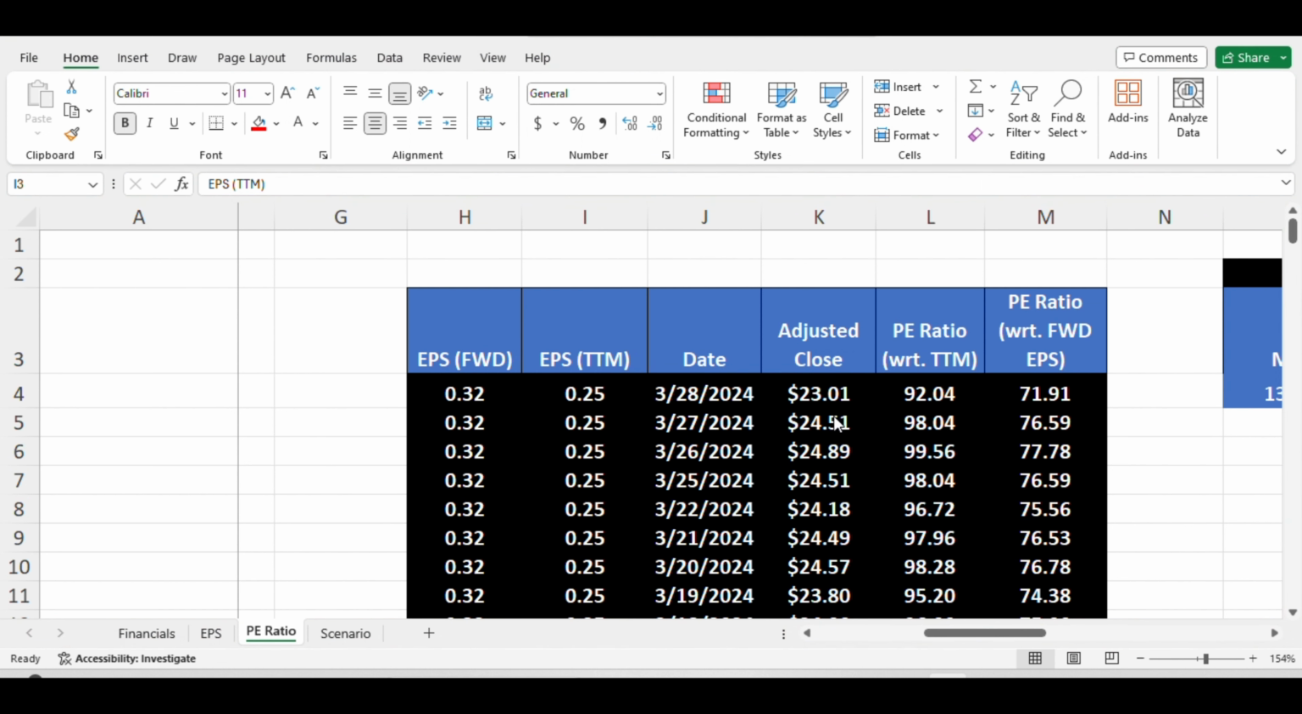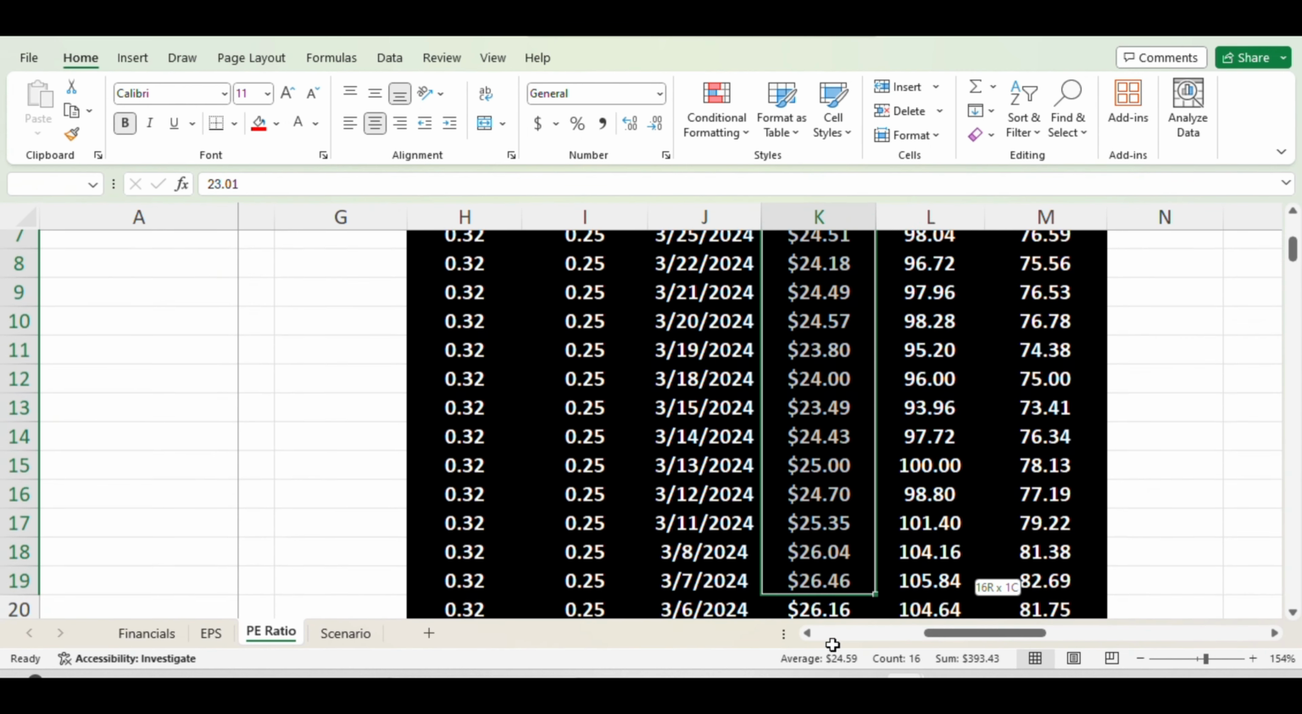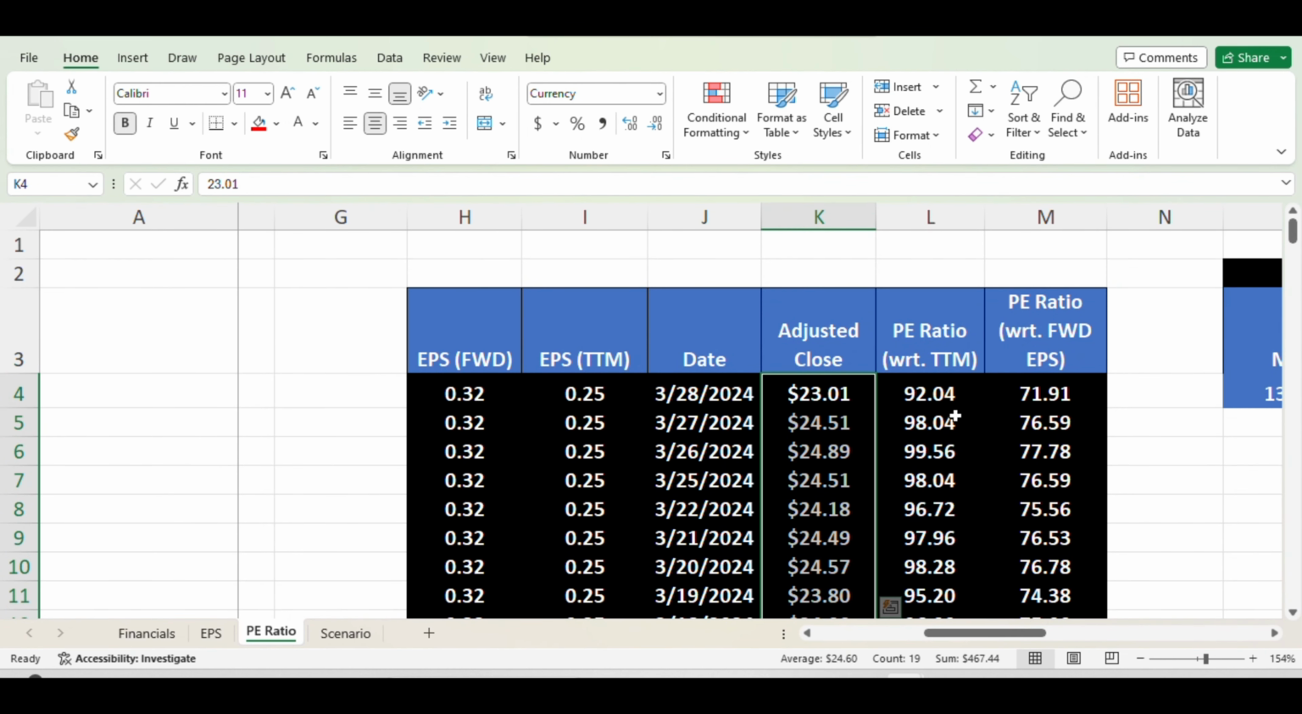I also have the adjusted closing price for the last 3 weeks. So using those data, I calculated the PE ratio with respect to trailing 12 months EPS and also the PE ratio forward with respect to forward EPS. At this point, the forward PE is 71.9. That is much higher than Nvidia. We'll talk about Nvidia in a bit.